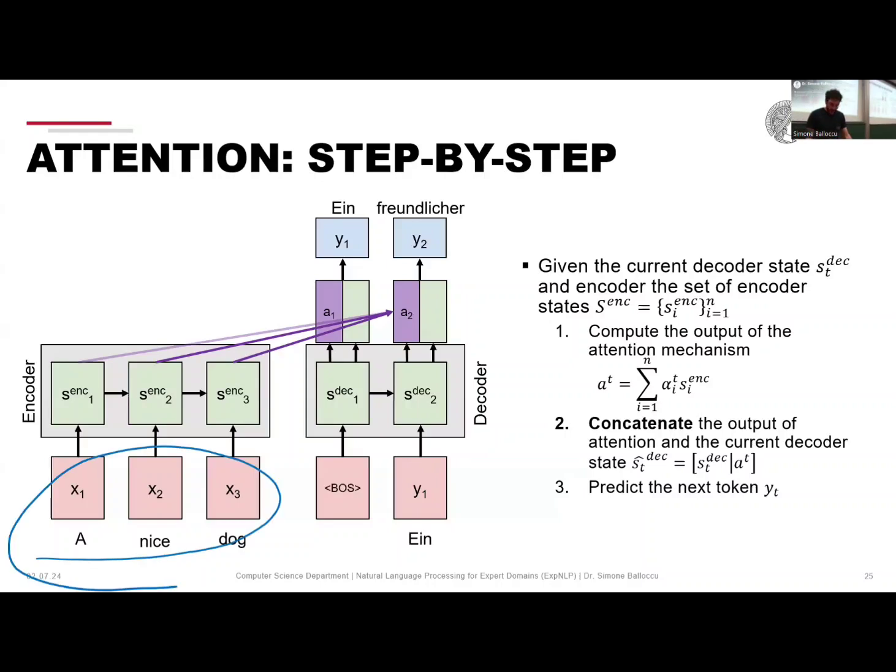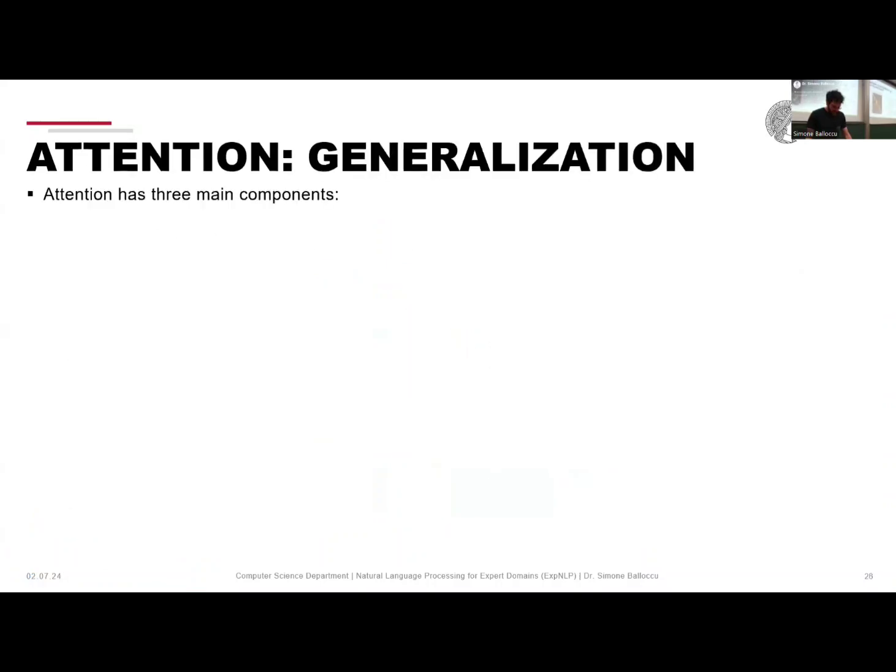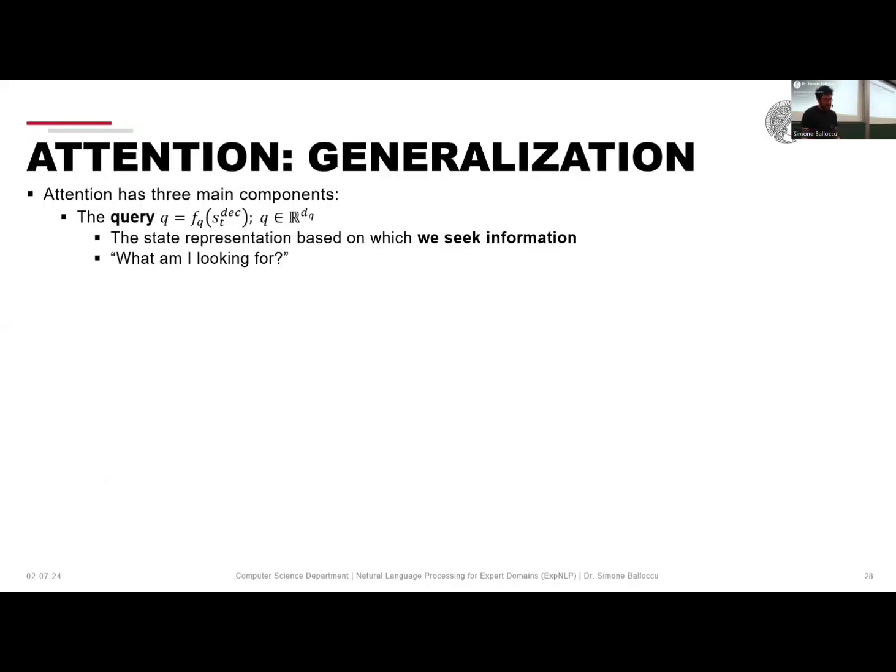Okay, so again, now we need to generalize attention a bit because we saw a very specific way of representing it. There are three components, which is also how attention is usually known. The query, which is a function of the state of the decoder, and basically it is the state representation based on which we are looking for information. So basically, what am I looking for? In this case, decoder step T, which I'm trying to understand what it could benefit from.